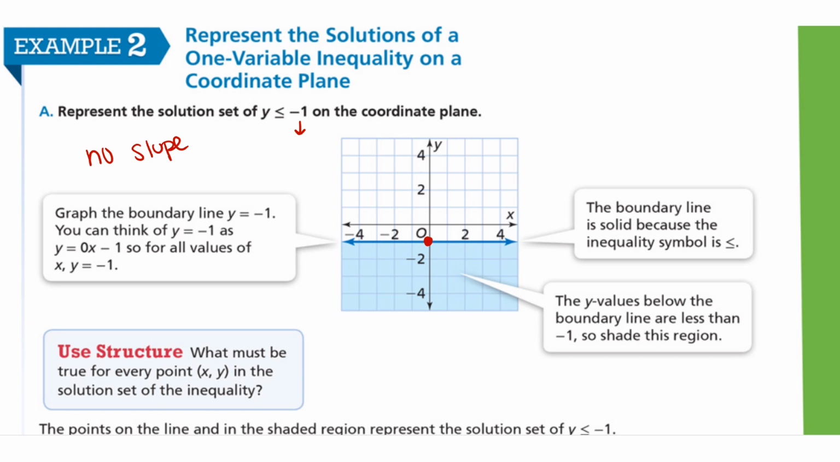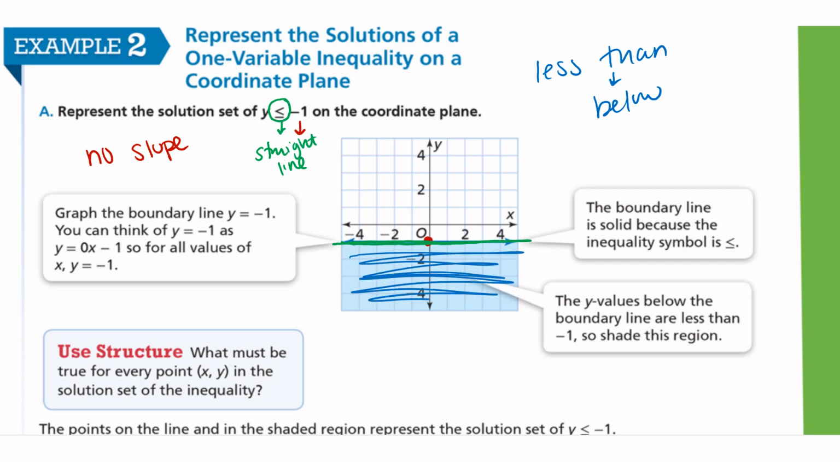Because it tells us that it is less than or equal to, it means we need a straight line, not dotted. So we have our straight line all the way across our point. And then because it is a less than or equal to, we want to shade below. So we shade in everything below the line on the graph.